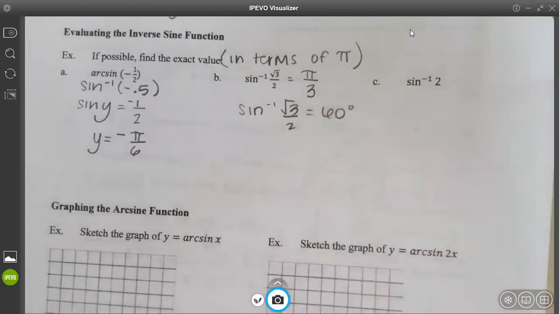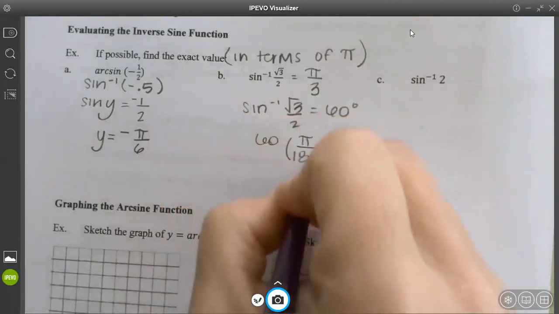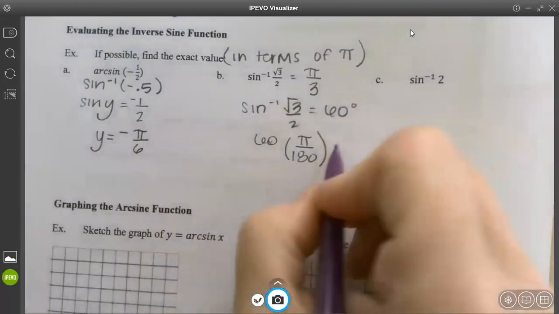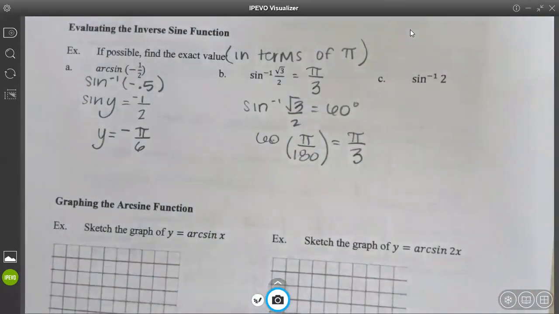How do we change it from degrees to radians? We got to put the pi back on the top of 180. 60 divided by 180 is pi over 3. So I don't care which way you do it. You can do degrees, you can do radians. It doesn't matter.